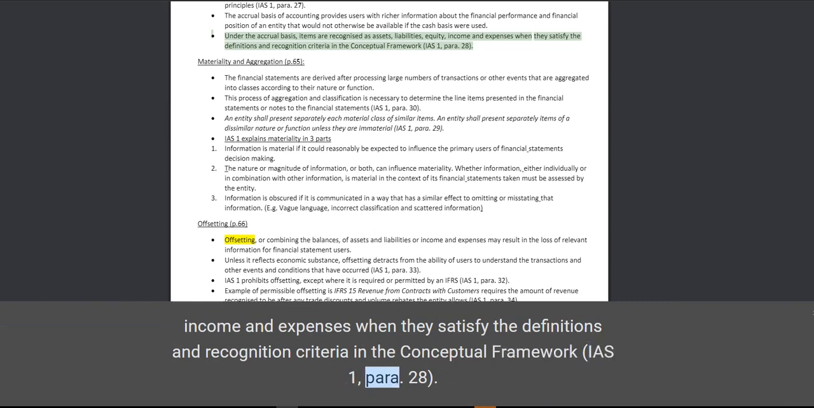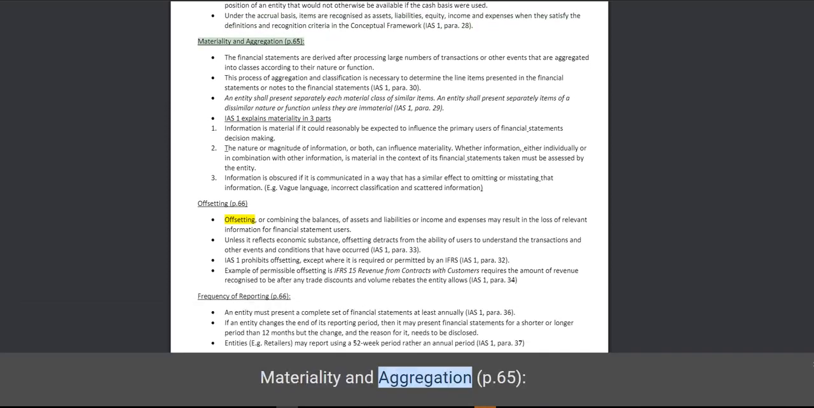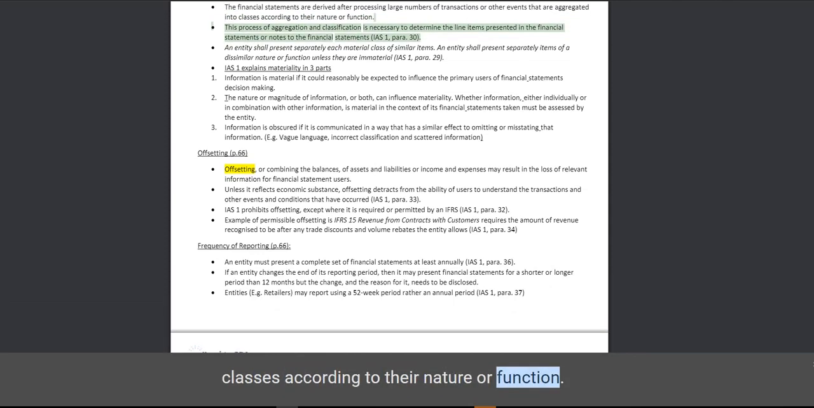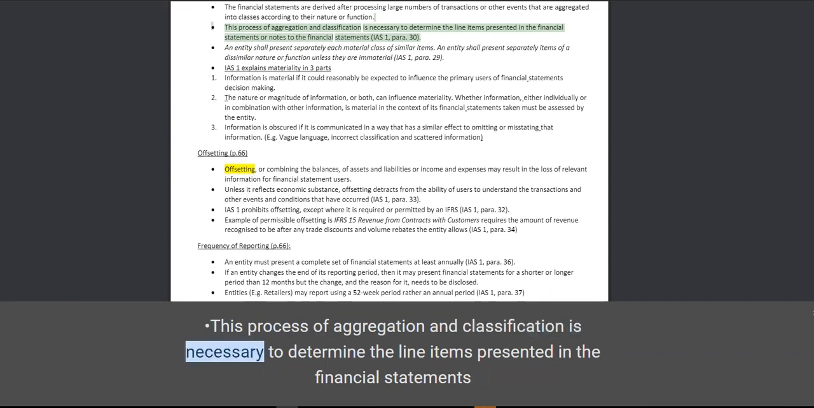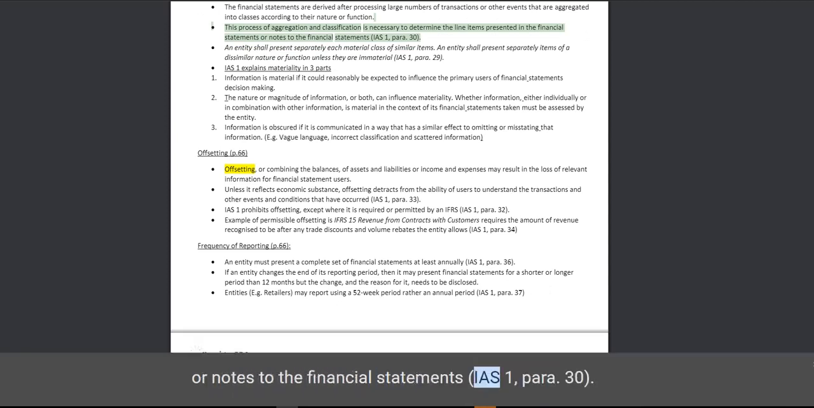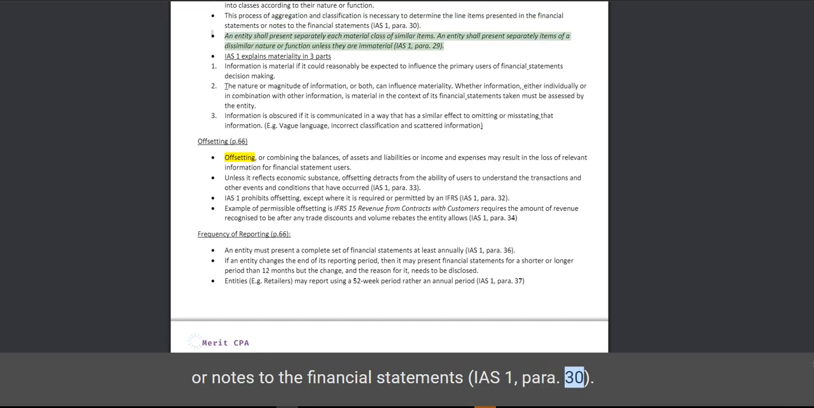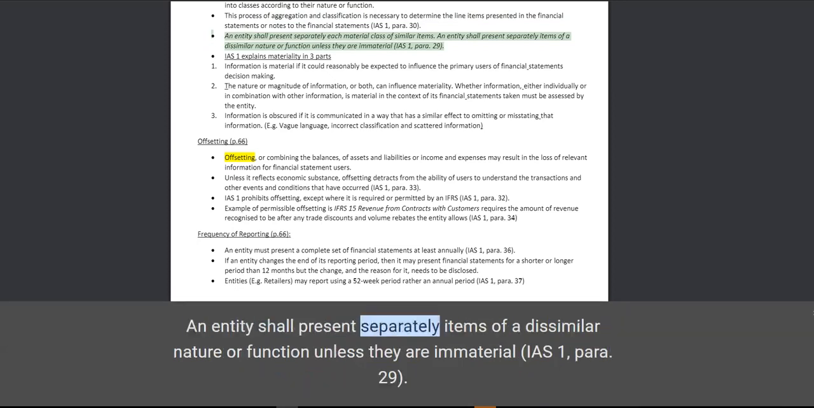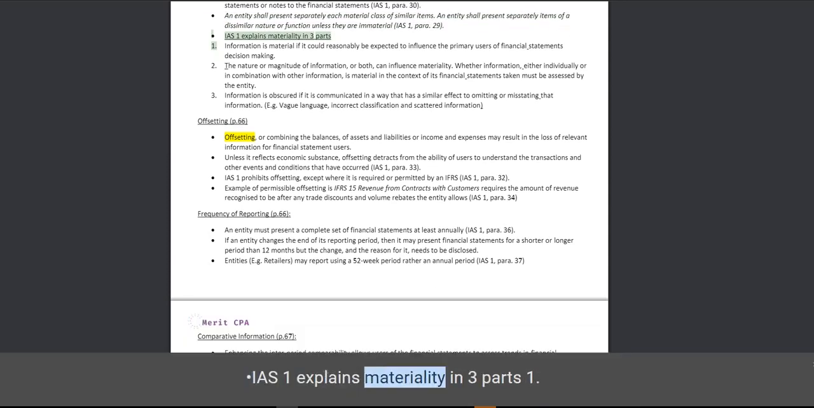Materiality and aggregation. P.65. The financial statements are derived after processing large numbers of transactions or other events that are aggregated into classes according to their nature or function. This process of aggregation and classification is necessary to determine the line items presented in the financial statements or notes to the financial statements. IAS 1, para. 30. An entity shall present separately each material class of similar items. An entity shall present separately items of a dissimilar nature or function unless they are immaterial. IAS 1, para. 29.